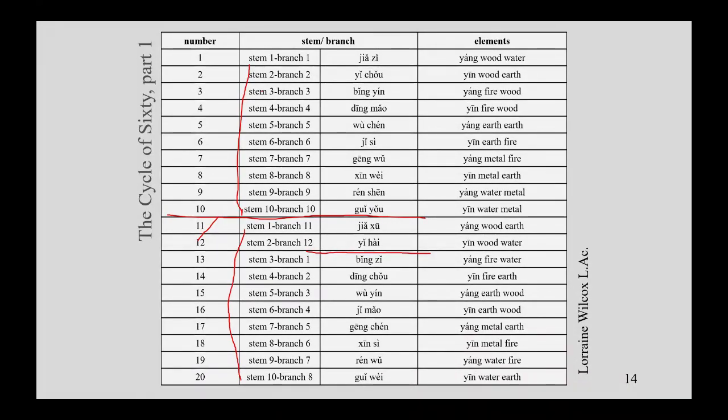So that's the cycle of 60, and that's important in feng shui and astrology and calendar, and it can be used in medicine. For example, if you're doing chronoacupuncture, selecting points by the time of day, this gets important. So yeah, the cycle of 60 is every possible combination.